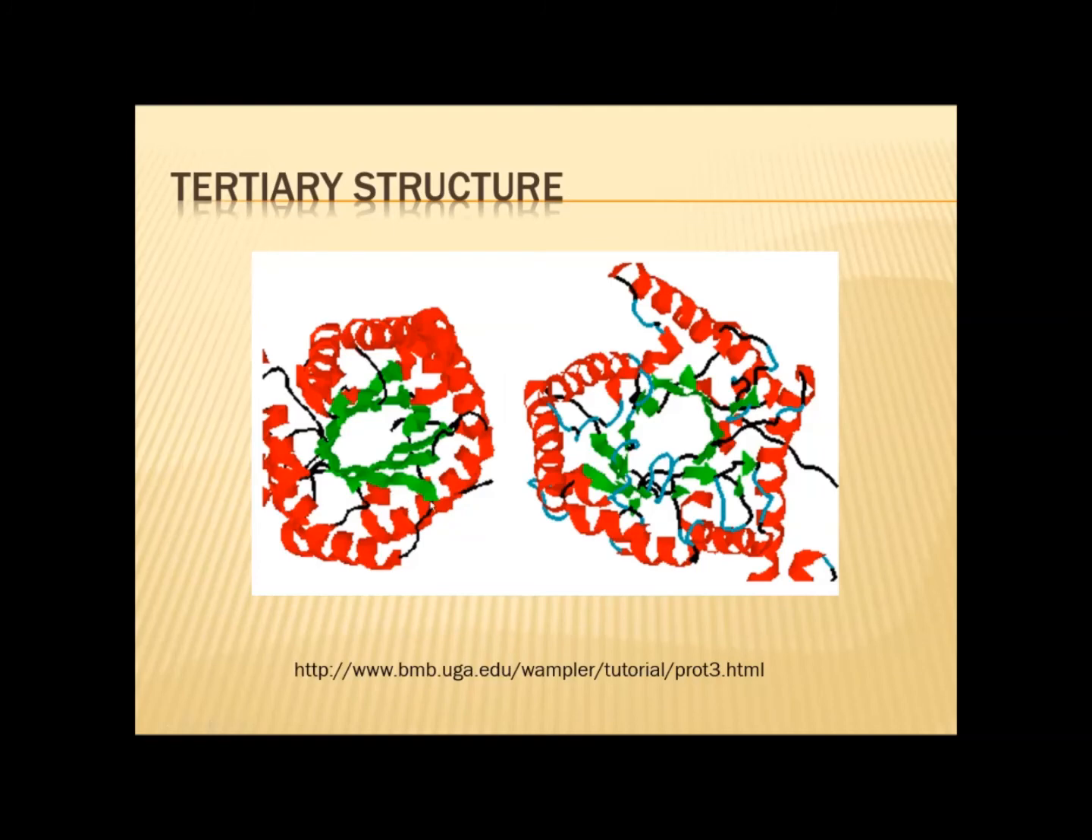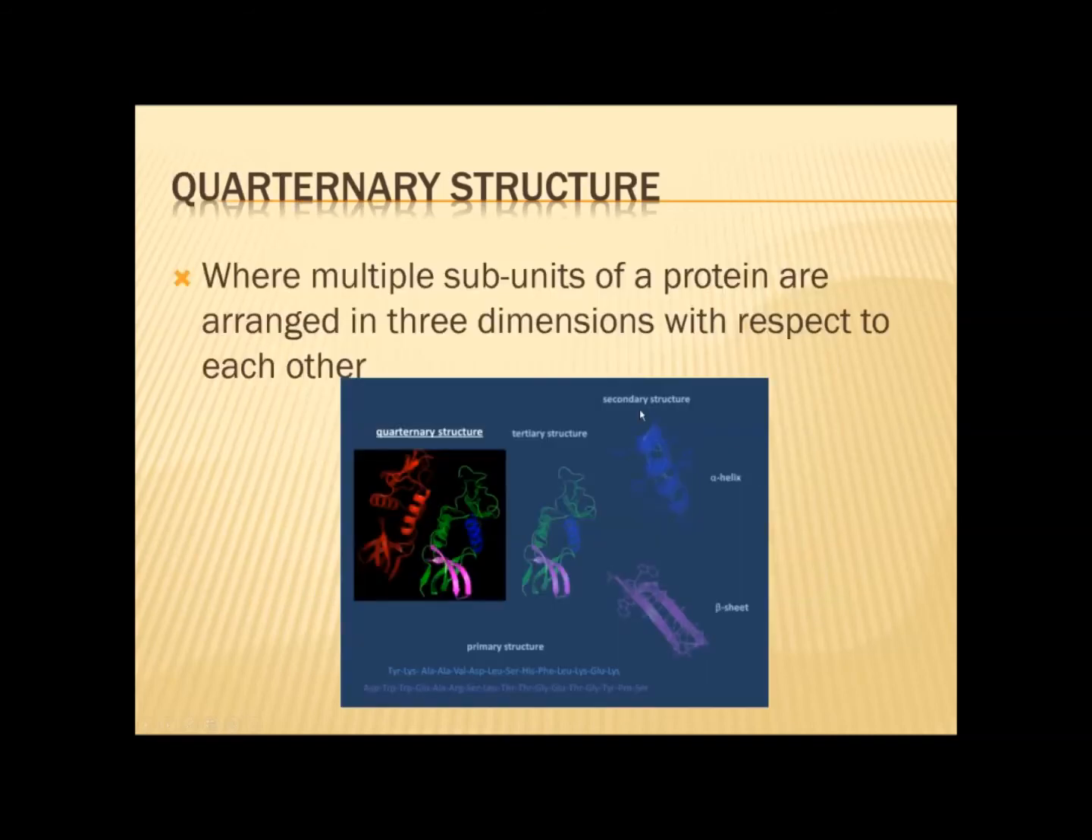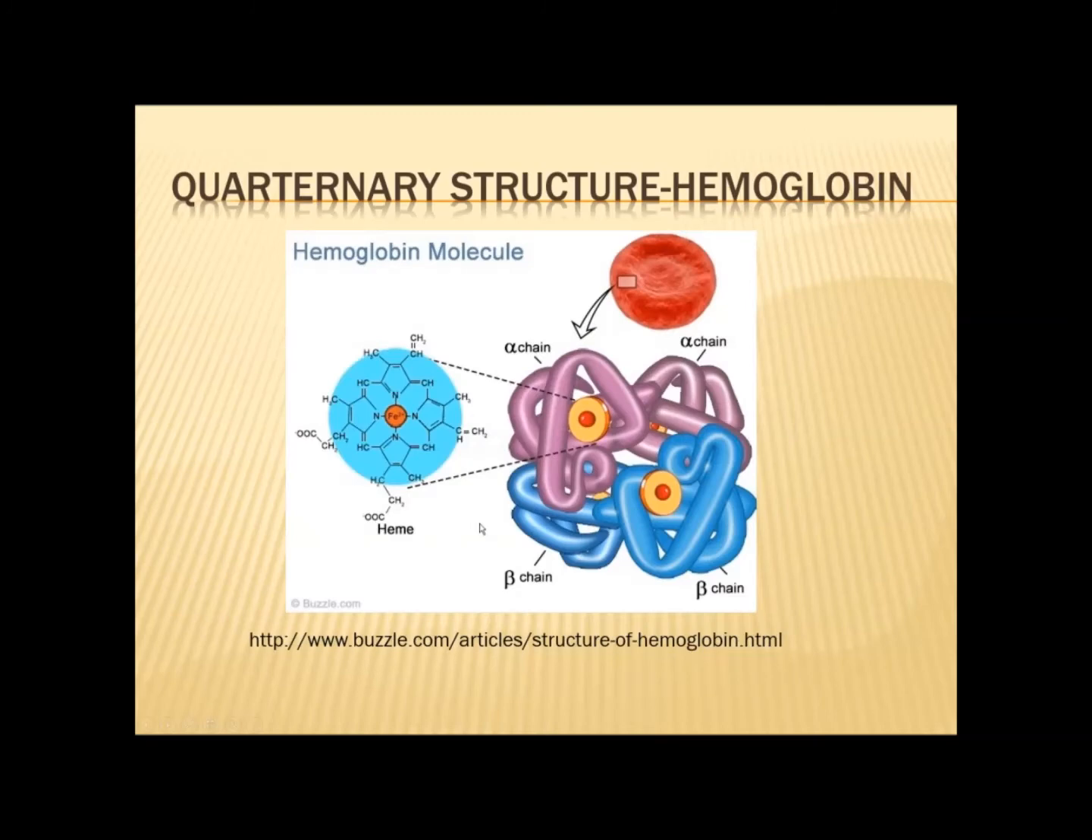In terms of the tertiary structure, you'll see the red are the helices, the beta sheets are in green, and the loops, different kinds of loops, for example. Where multiple subunits of a protein are arranged in three dimensions with respect to each other is where we get a quaternary structure. So primary, beta sheet, alpha, this is the tertiary structure, and different subunits get together to form a quaternary structure, mostly for functional reasons.